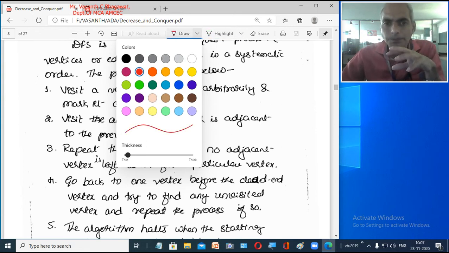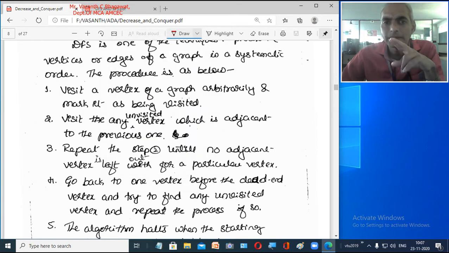Once you have marked that node as visited, now we go to the next node. Which node do you have to go to? The second step says: visit any unvisited vertex which is adjacent to the previous one. Now you have to visit the adjacent nodes. From the node you are starting, what are all the adjacent nodes that particular vertex has, or the child nodes.